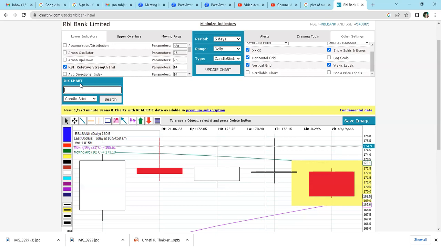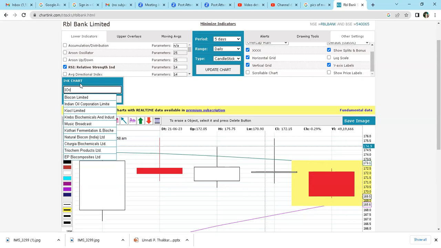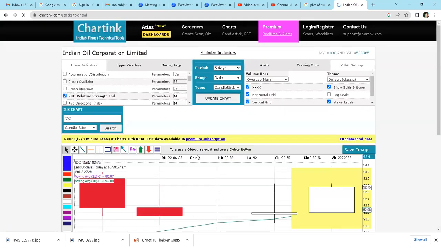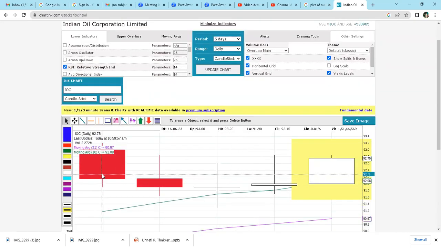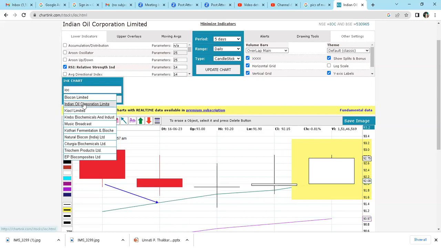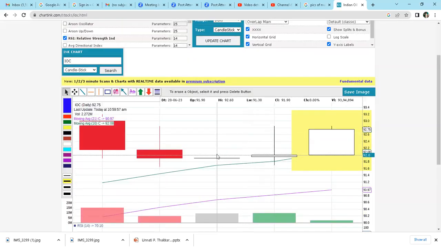Now let's look at another stock. When we talk about IOC, see on the screen, there is a red candlestick pattern, and the market is moving downward. After that, a pattern is formed over here. Which pattern is formed? A doji pattern is formed over here. There is no difference between the opening and closing price, so a doji pattern is formed.